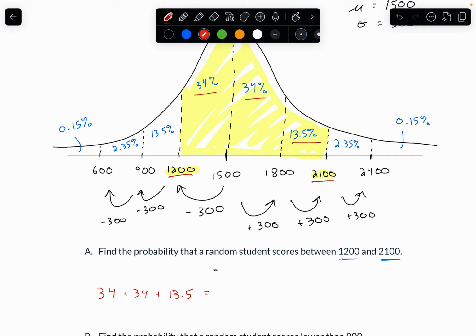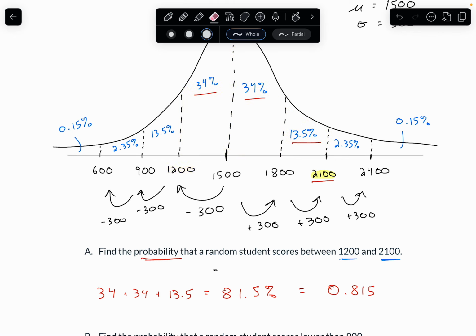13.5 gives me 81.5% of my data. In this case, we're talking about probability, so if we wanted to convert that to a probability, I know that would be 0.815, but we can give the percentage here too, since that's what we established our normal curve with. And that's it. I just have a little bit of addition to do.